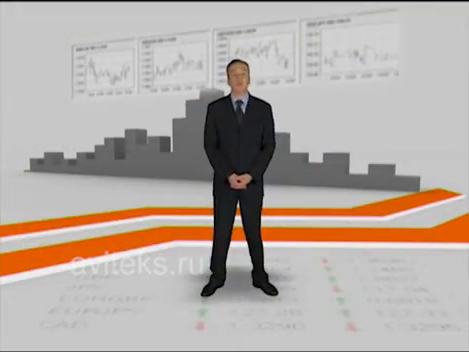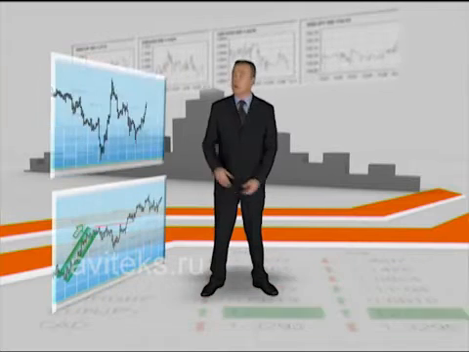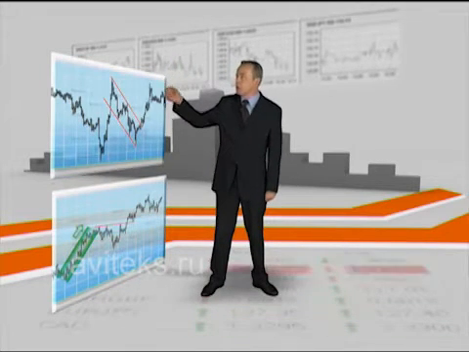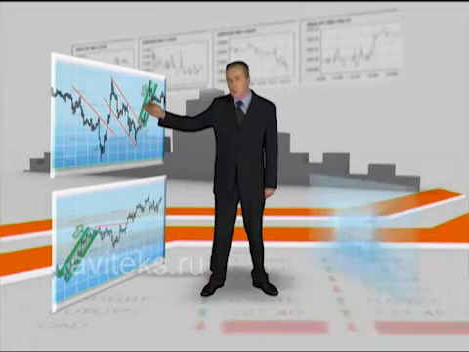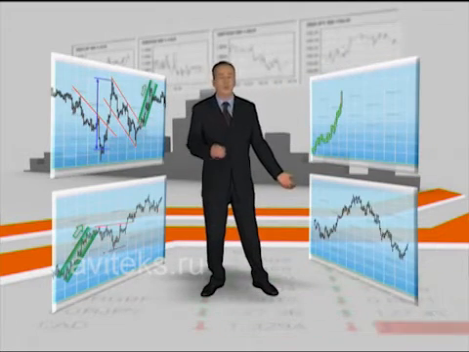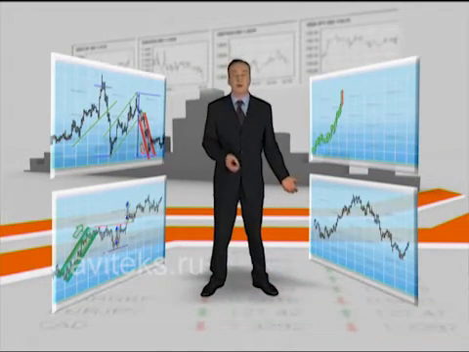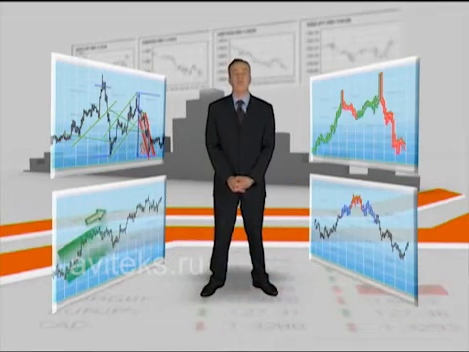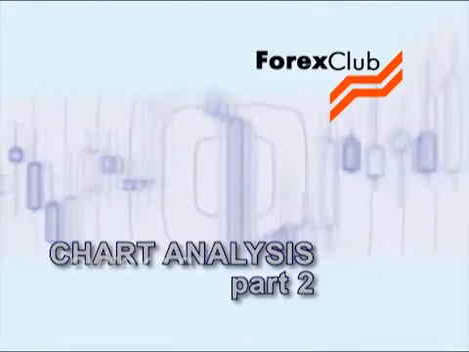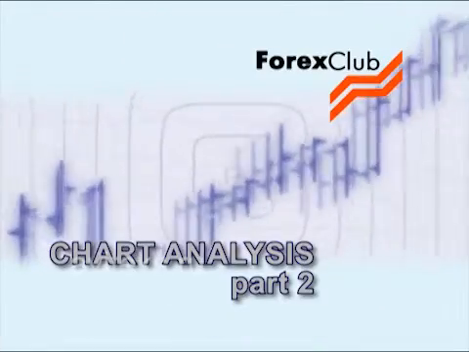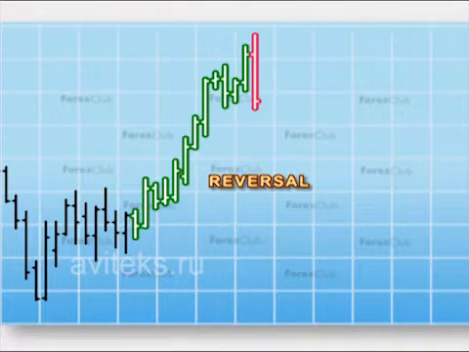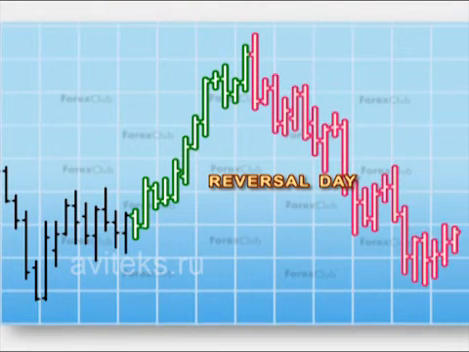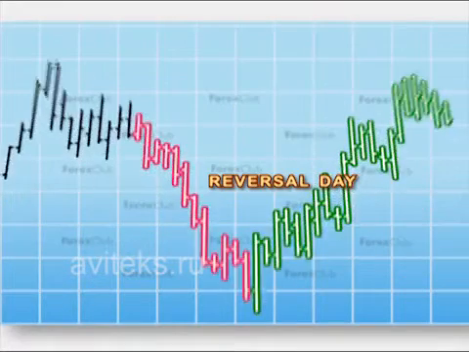These patterns are traditionally split into two camps: the continuation patterns, which signal that the current trend is going to continue, and the reversal patterns, which signal that the current trend is about to reverse. Let's start off by looking at some signs of reversal. This simple pattern is known as a reversal day. You can find it either at the top or the bottom of the market.